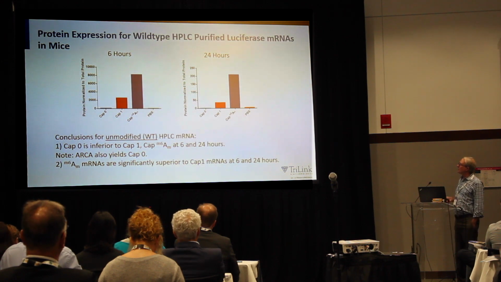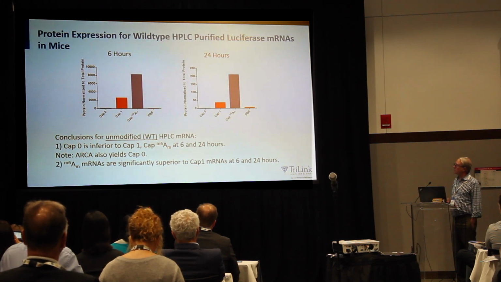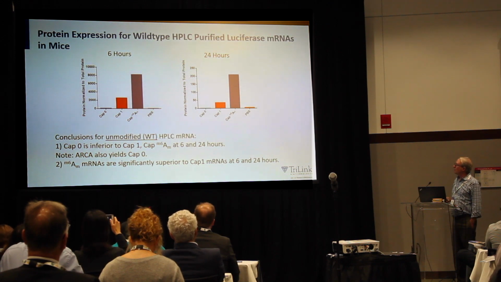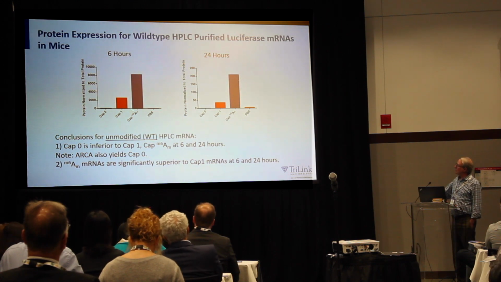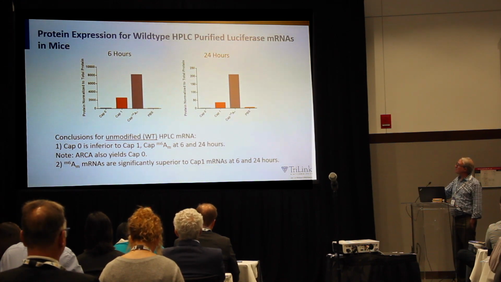So this is data in mice at 6 hours and 24 hours. The first thing you can see is that the cap0 RNAs express really poorly in mouse hepatocytes. The second conclusion is that the cap1 mRNAs are better. And then we were really pleasantly surprised to see an increase in activity with this M6AM RNA at 24 hours. And so this is really encouraging to us.